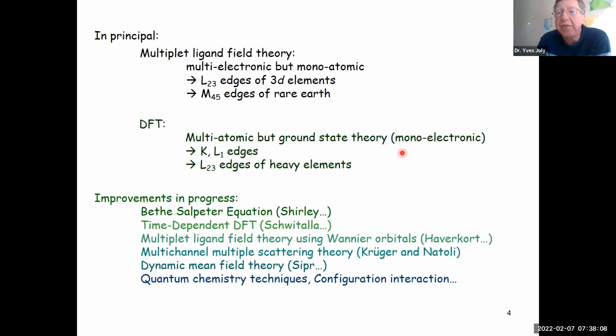And in the intermediate situations, you need to be at the same time multi-electronic, but also multi-atomic, like DFT can do. So you have to use deeper theory. You have different, very different ones, using Bethe-Salpeter equations, time-dependent DFT, and so on, techniques. And they are developed by different people. In fact, in my code, you also have the time-dependent DFT.